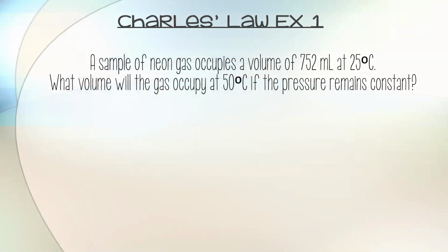A sample of neon gas occupies a volume of 752 milliliters at 25 degrees Celsius. What volume will the gas occupy at 50 degrees Celsius if the pressure remains constant? So we're using Charles. V1 over T1 equals V2 over T2. I'm going to cross multiply them, so I get V1 T2 equals V2 T1. I like to use that one, but it's up to you.